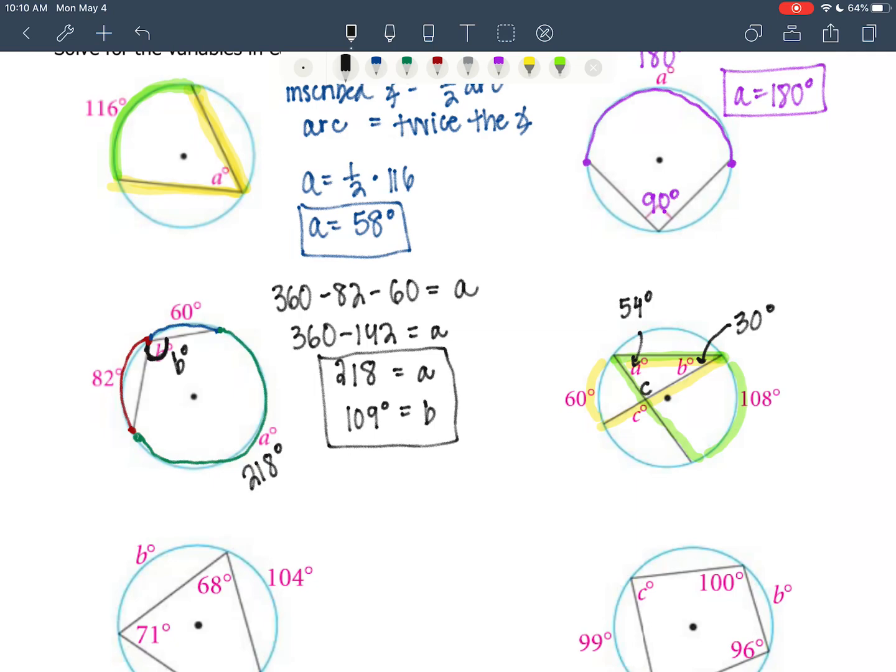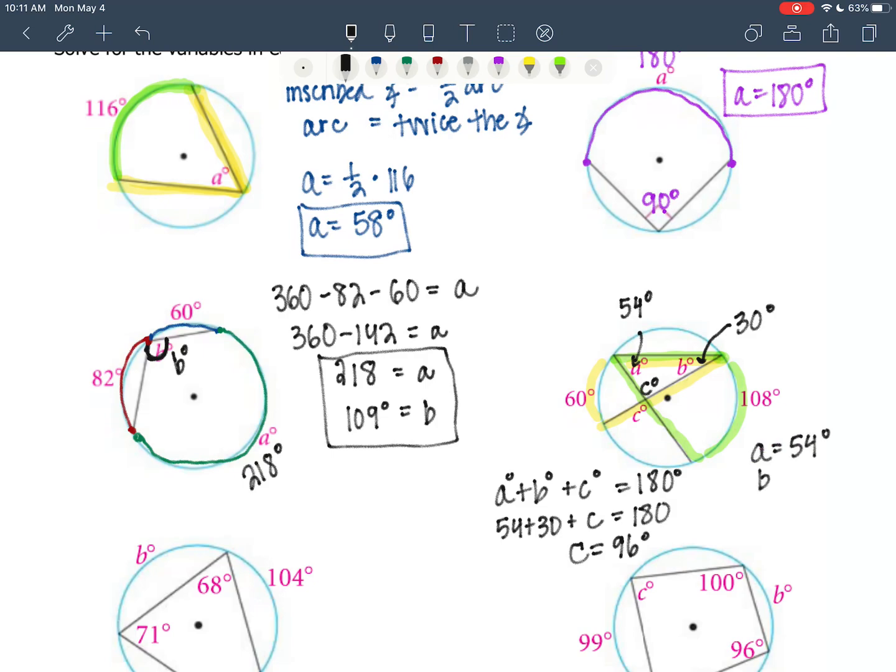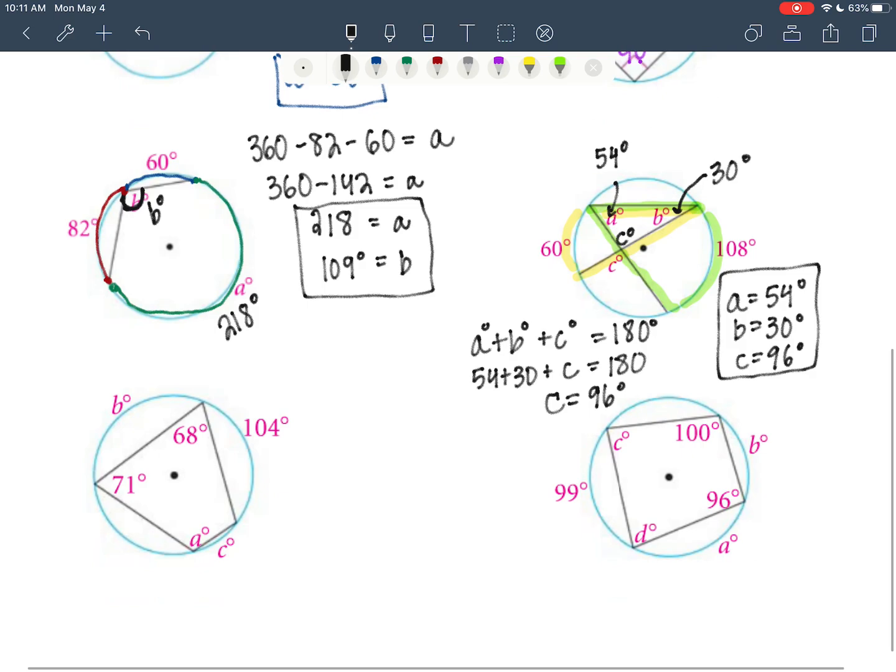And then we have vertical angles are congruent and a triangle. A degrees plus B degrees plus C degrees equals 180 degrees in a triangle. So the triangle angle sum is 180. So 54 plus 30 plus C is equal to 180. C is going to equal 96 degrees. So A is equal to 54 degrees, B is equal to 30 degrees, and C is equal to 96 degrees. So again, we're using all sorts of cool things that we've learned in the past.